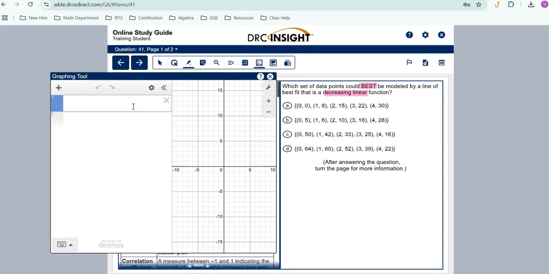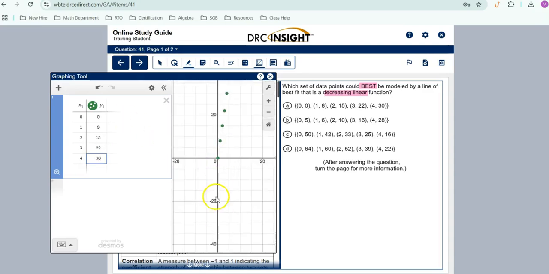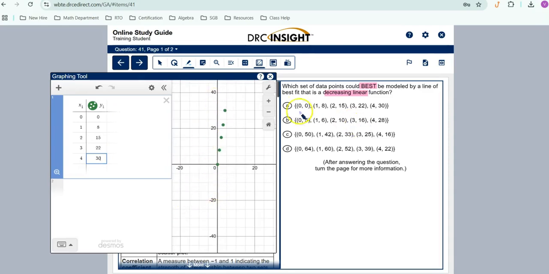And we're going to work on that line of regression. So I'm going to put a table in. So I'll start with my points. All of my points have 0, 1, 2, 3, and 4. So my first set of points, 0, 0, 1, 8, 2, 15, 3, 22, and 4, 30. Well, if we zoom out here, we can see that one is increasing. That is off the list. All right, so that's not our answer. Let's try the next set.